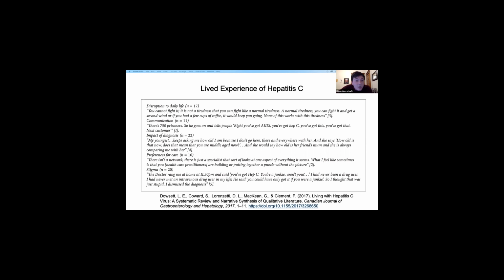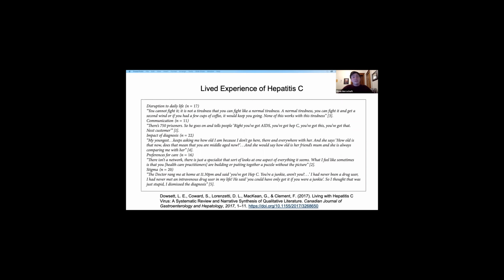He said, 'You could have only gotten this if you were a junkie.' So I thought that was just stupid, and I dismissed the diagnosis." End quote. And I think this quote really highlights the amount of stigma that people can interact with when they are accessing the medical community with hepatitis C.